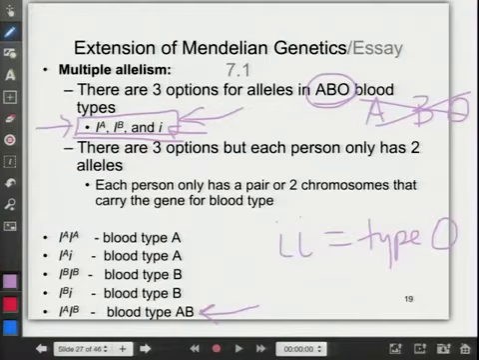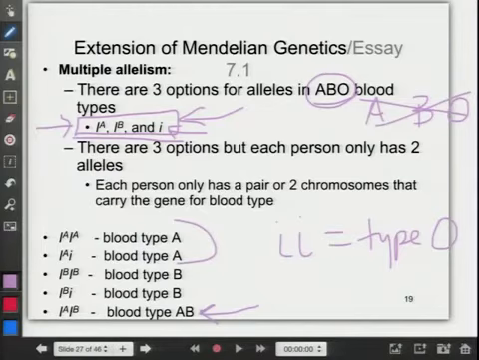It's not incomplete dominance, they have to be codominant, because they both show up, type A and type B. Remember, recessive means it doesn't show up in the phenotype. Both A and B show up in the phenotype, so it's different than the parents. It's not incomplete. Blood type is codominant.